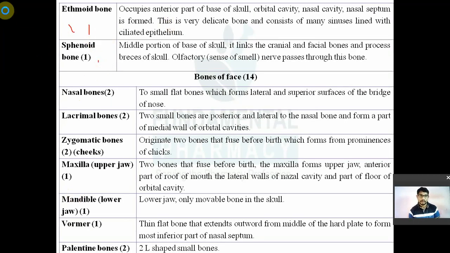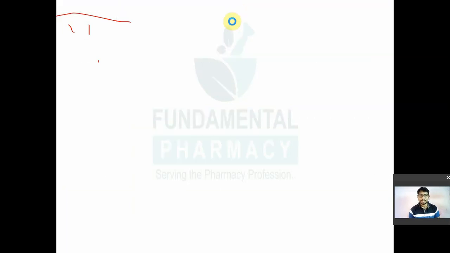Now, ethmoid bone, what is it? It occupies the anterior part of the base of the skull. Anterior मतलब सामने वाला. सामने वाला part occupy करेगा ethmoid bone. Orbital cavity, nasal septum, which is formed. So whatever anterior part of skull is there, तो आपका nose दिख रहा है आपको eyes दिख रही, that is occupied by your ethmoid bone.